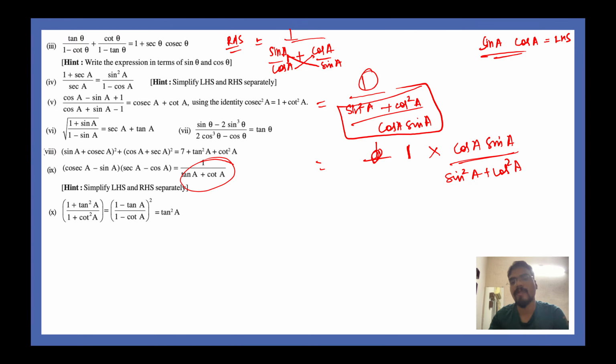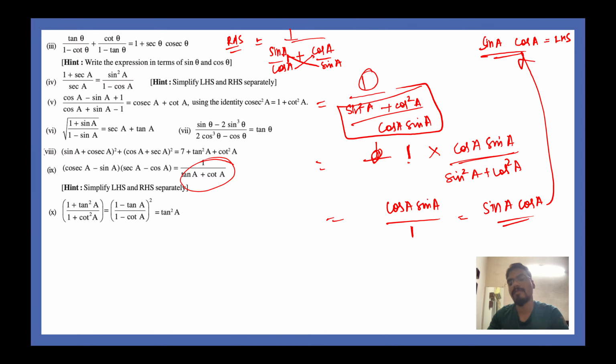Now sine square A plus cos square A, see, 1 multiplied by any value is nothing but the value itself. This is not a minus, it's a mistake. So accidentally I put my eraser. Let me just use the eraser now, because it will confuse you guys. Alright, so 1 multiplied by any number will give you the number itself. So we have the same number in the numerator, that is cos A times sine A. In the denominator we have sine square A plus cos square A, and that is equal to 1. We can write this value as sine A times cos A, and this is equal to this. So hence proved. Hence proved, right?